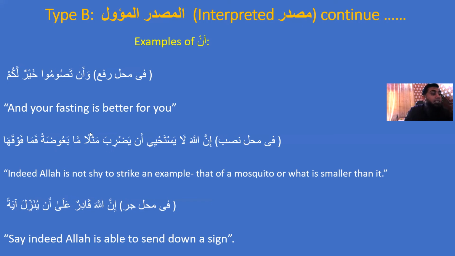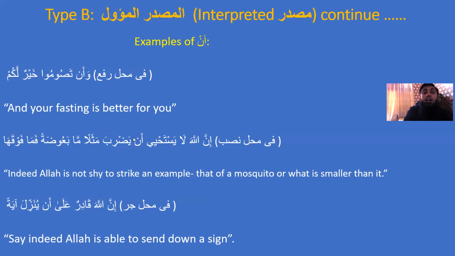And this masalan, as you can see, masalan is the maf'ul for yadriba. Okay. And then ma ba'udatan. You see, ba'udatan fama fawqa. So this whole thing is connected with what? With this yadriba. So please pay attention.